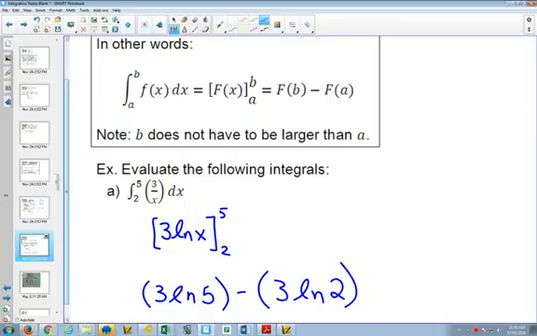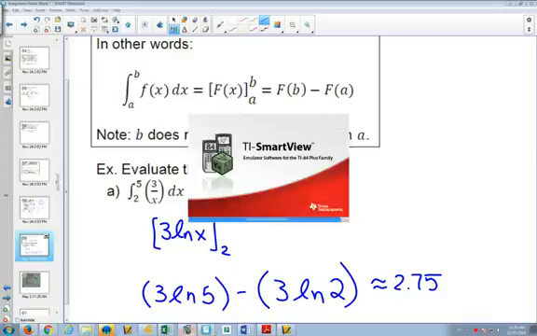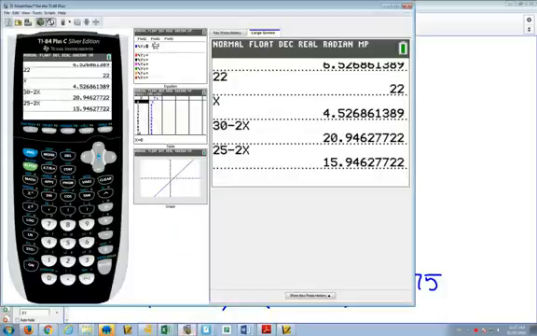If we type this into our calculator to see what the actual value is, 3 natural log of 5 minus 3 natural log of 2, we get 2.75 when rounded. So a couple of things. How can we find this with our graphing calculator? If this was on a non-calculator part of your test, you would just leave your answer as 3 natural log of 5 minus 3 natural log of 2.